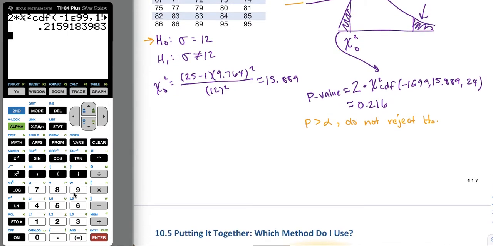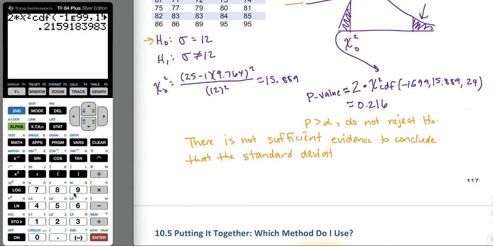Okay, so let's write a conclusion. There is not sufficient evidence to conclude that the standard deviation of students' heart rates is different from 12 beats per minute.